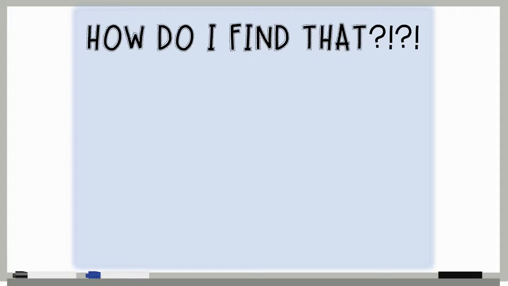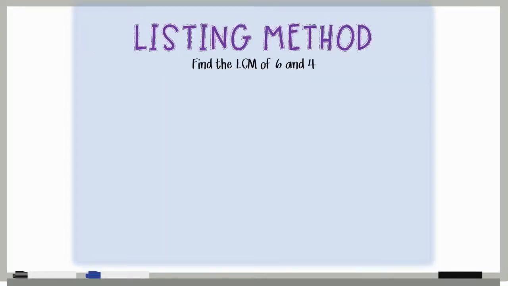So how do I go about finding this least common multiple? I have two methods. One method is the listing method, and it's exactly what it sounds like. The listing method is actually going to have us listing out our numbers. So let's give it a shot. So to start, you're going to list the multiples of each of the given numbers.